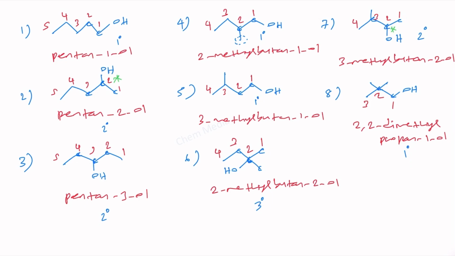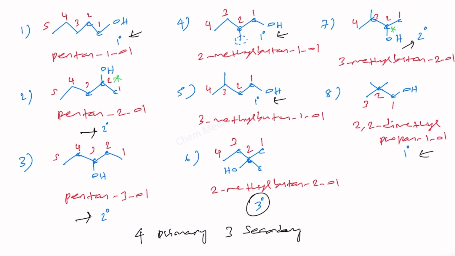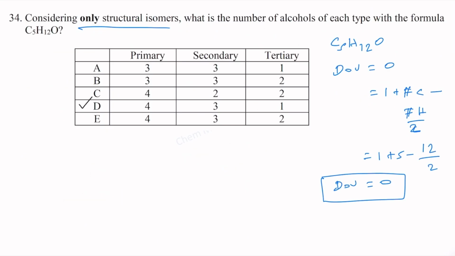So we have how many primary alcohols? We have one here, another here, another here, and another here. We have 4 primary alcohols. How many secondary do we have? We have one here, another here, and then another here. 3 secondary alcohols and only one tertiary alcohol. This means that option D is correct.